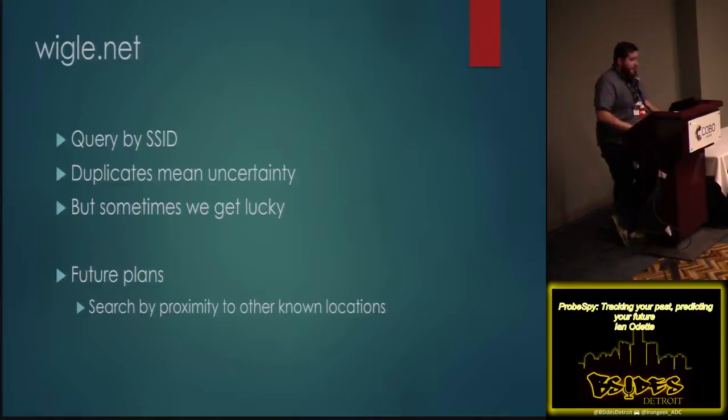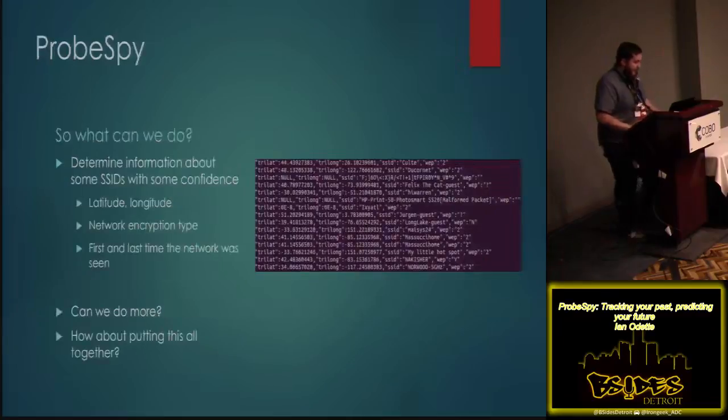In the future, I might like to try and expand to do more queries based on other positively identified locations for each given profile, but that's for later. All right, so what can we do with this information? We can determine with some confidence for some SSIDs the latitude and longitude that they exist at, and also the address through the latitude and longitude, the network encryption type, and the first and last time that the network was seen.